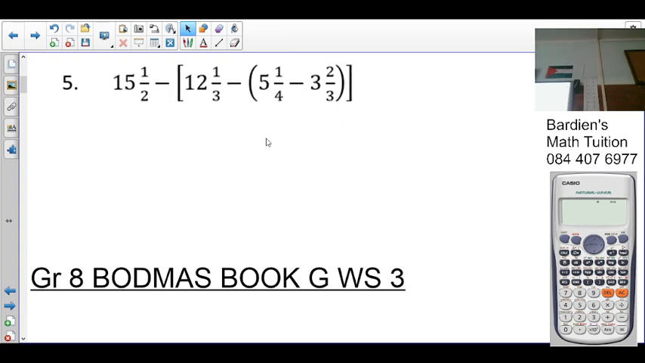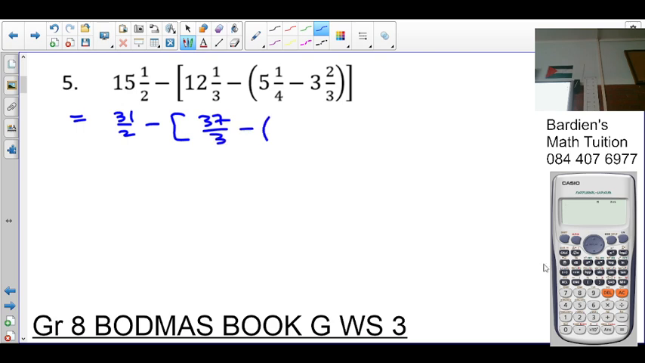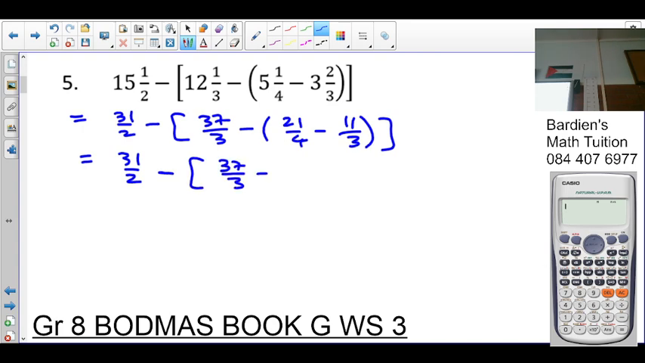Next, we're going to change this to improper fractions first. So it's going to give you 31 over 2 minus 37 over 3 minus 21 over 4 minus 11 over 3. So you got 31 over 2 minus 37 over 3. What's your LCM here? 12. So that you multiply by 3, which gives me 63. Minus, you multiply by 4, gives you 44. You all agree with that?